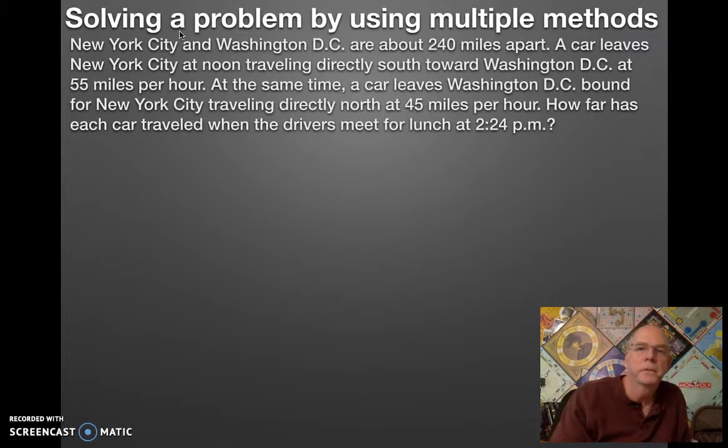Another question. You were going to use multiple methods to solve this question. New York City and Washington, D.C. are about 240 miles apart. A car leaves New York City at noon, traveling directly south toward Washington, D.C. at 55 miles per hour. At the same time, a car leaves Washington, D.C. bound for New York City, traveling directly north at 45 miles per hour. How far has each car traveled when the drivers meet for lunch at 2:24 p.m.?